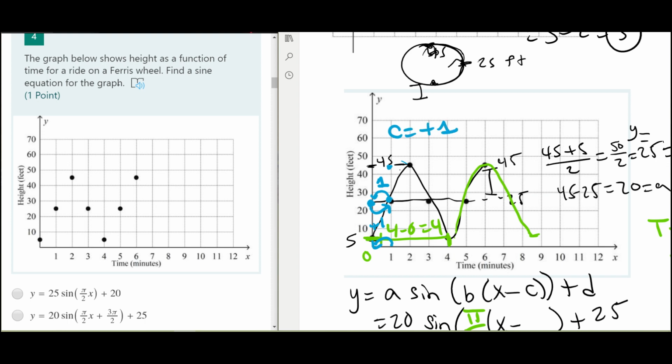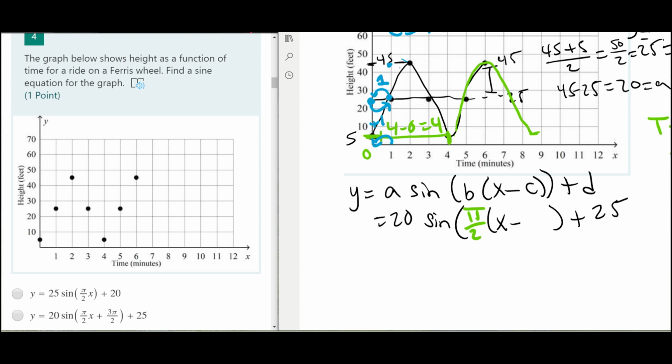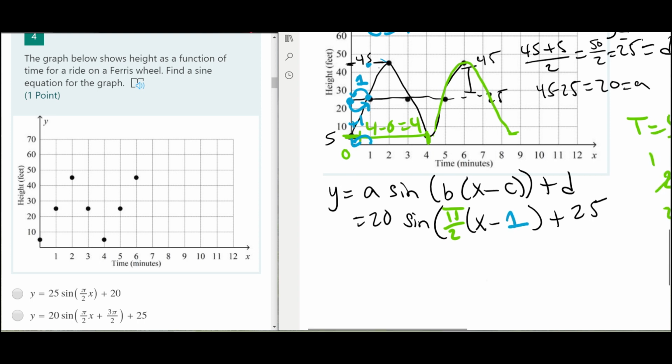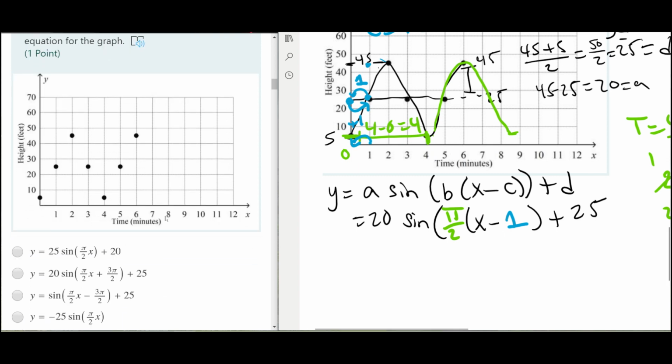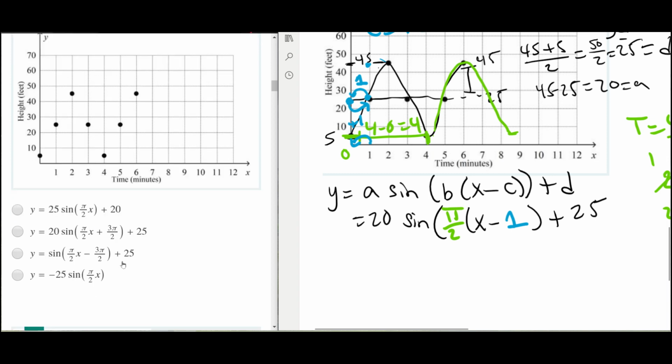Whatever you do to get from the original to the blue, you reverse it. If I'm going left, reverse it, it's going to the right. So C is positive 1, which means that this is going to be 1. C is 1. All right, so this right here is my graph. Now keep in mind that this may not be the actual equation that they give you here. This is a solution of the equation, but it is not the only solution.